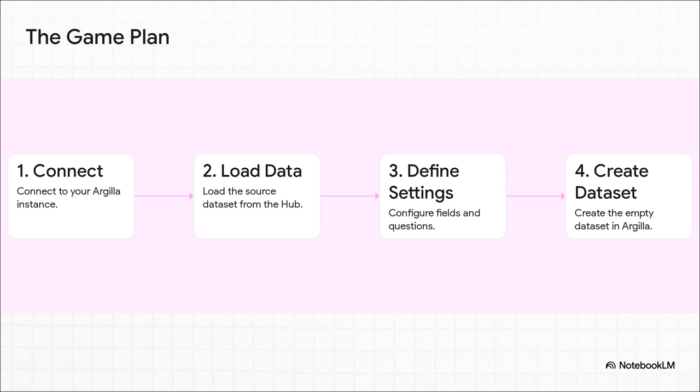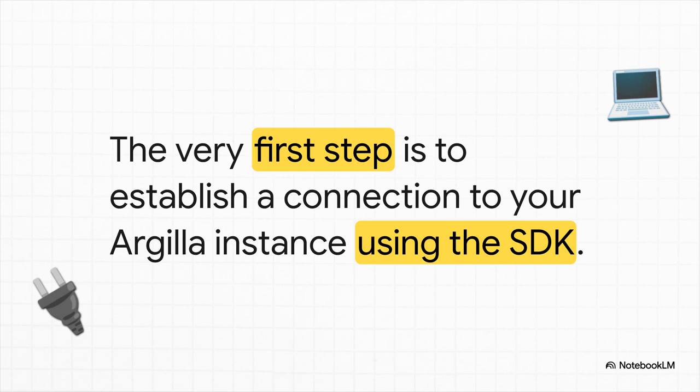So here's our game plan. Super simple. First, we connect to Argilla. Then we'll take a quick peek at our source data, just to see what we're working with. Next comes the really cool part, defining the settings that build our project structure. And finally, we'll create the empty dataset in Argilla. That's it.